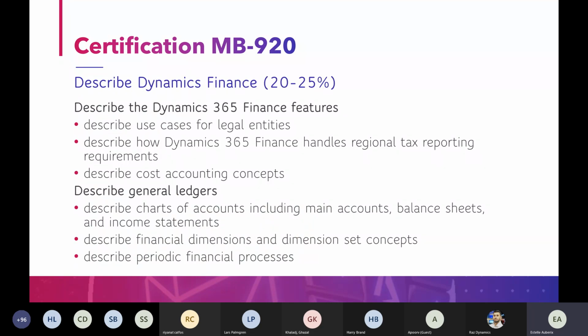Second part of this certification, it's about Dynamics Finance. Generally, in big companies, finance and supply chain are not in the same service, and they don't have the same goal, but this is the same exam, and I repeat, it is for global knowledge about the product.